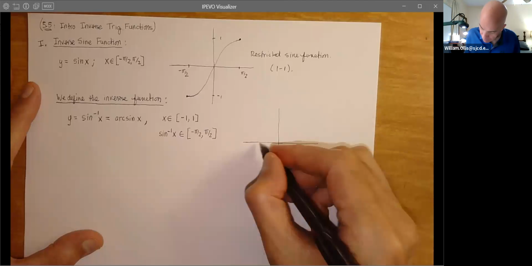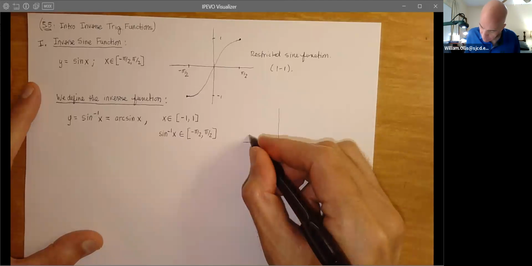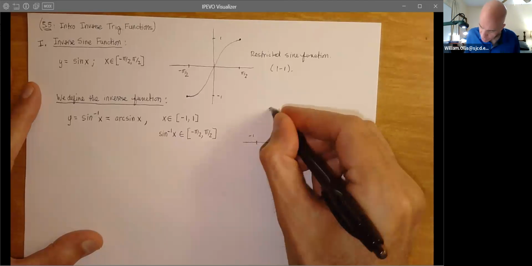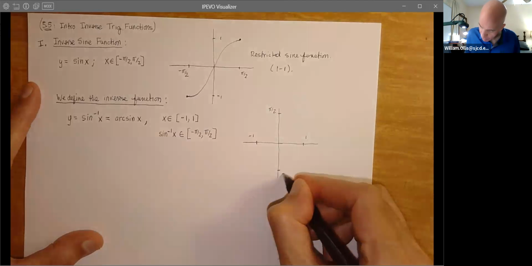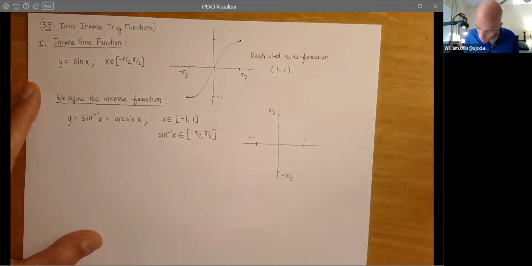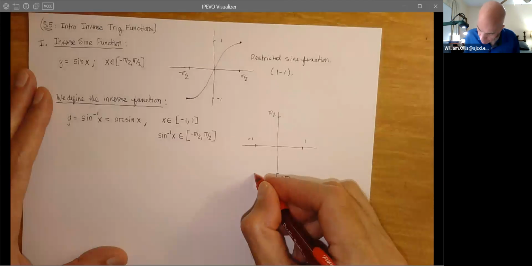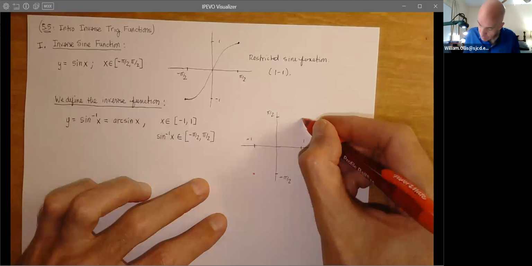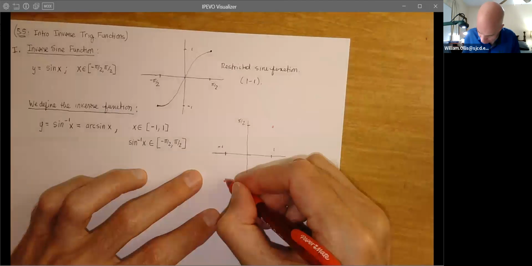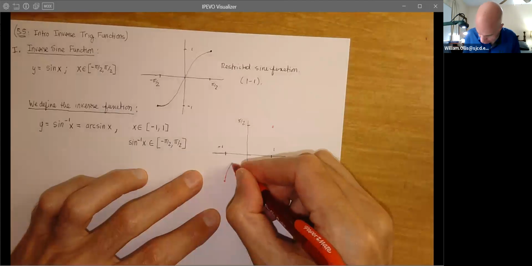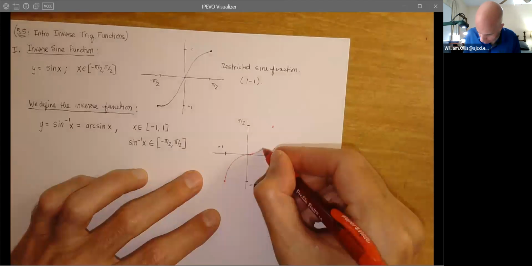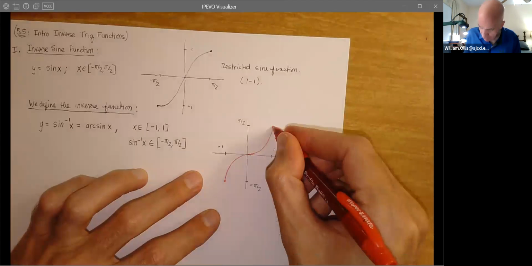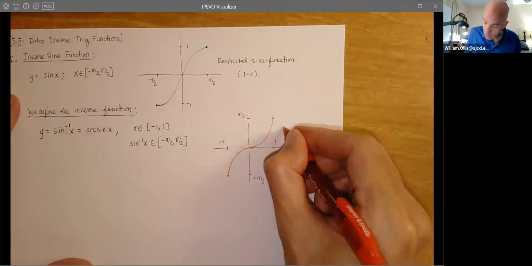So here we've got -1, 1, pi/2. Excuse the scaling, I'm just trying to make it look pretty. -pi/2. So just flip these points. So this will be -1, -pi/2, the flip of this point right here, and then 1, pi/2. So this is the function y equals inverse sine, where we're using the independent variable x.